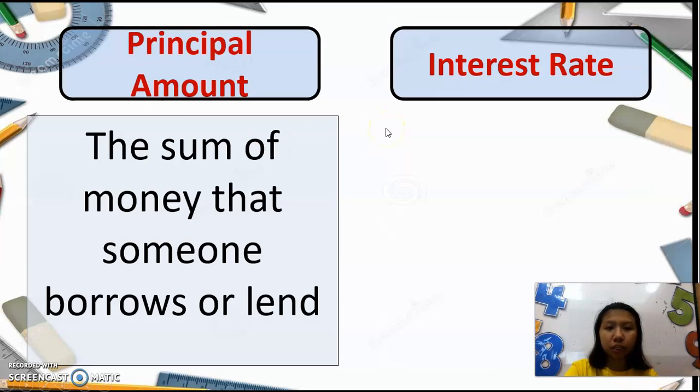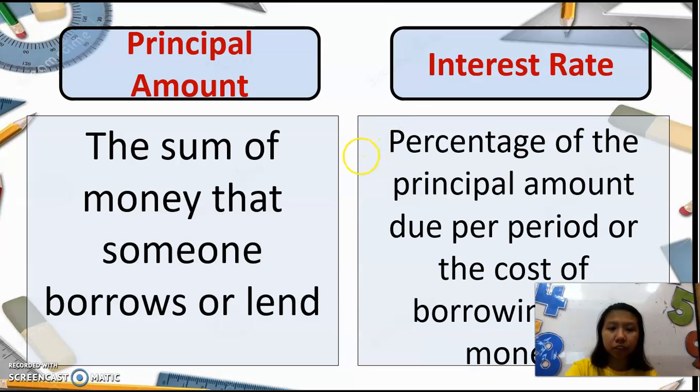And then the next one is the interest rate. So interest rate is the payment for borrowing money or lending money. So that will be the percentage of the principal amount due per period or the cost of borrowing the money.